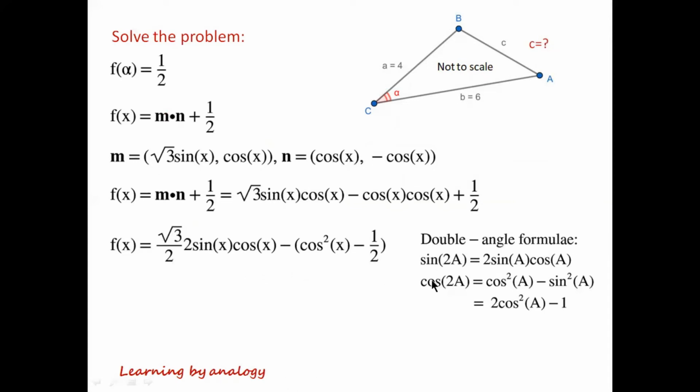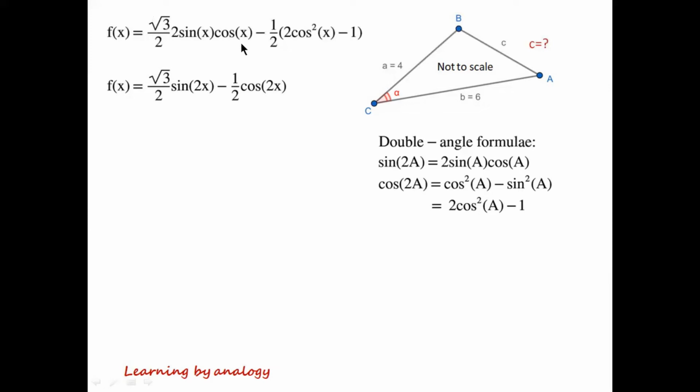We also want to apply the double angle formula cos 2A = cos²A − sin²A = 2cos²A − 1. So we write −cos²x + 1/2 as −1/2 times (2cos²x − 1). f(x) equals √3/2 times 2 sin x cos x minus 1/2 times (2cos²x − 1).